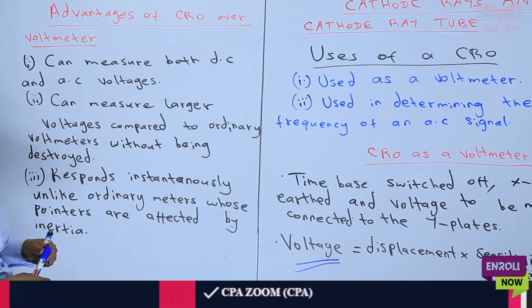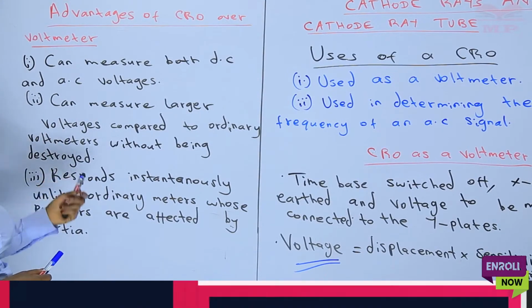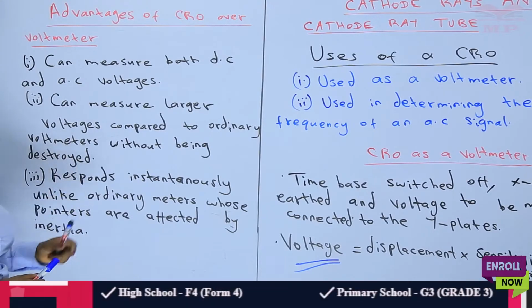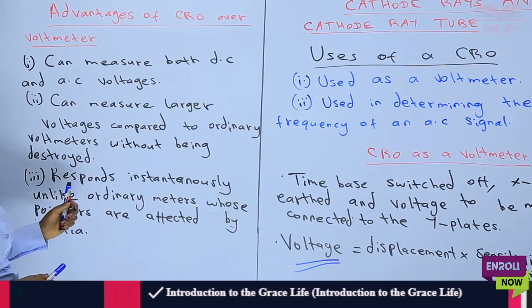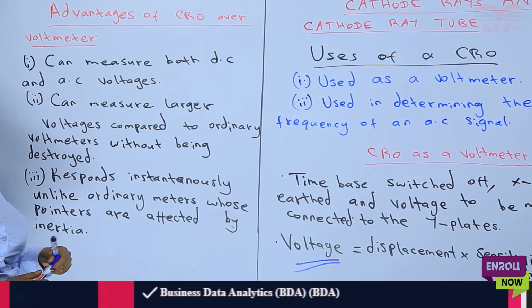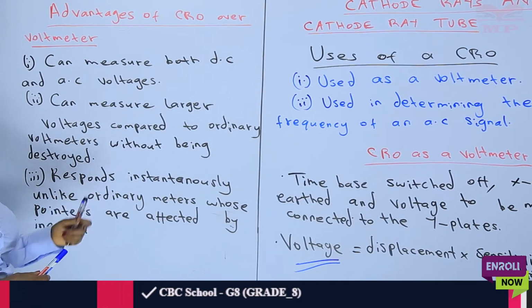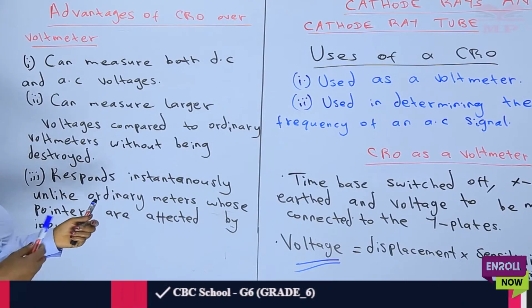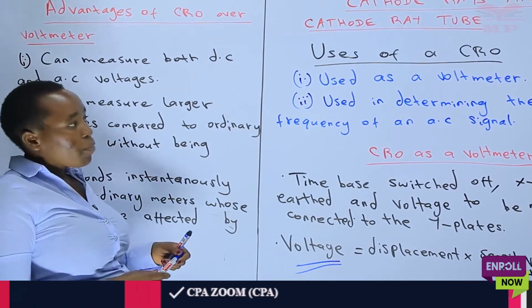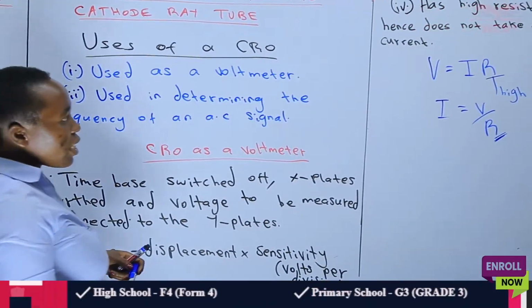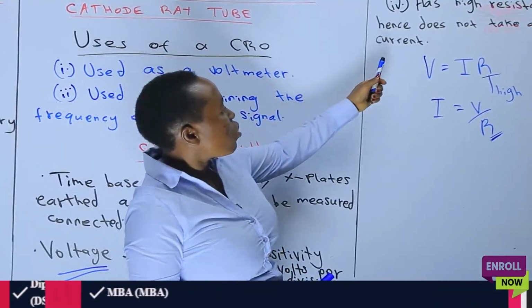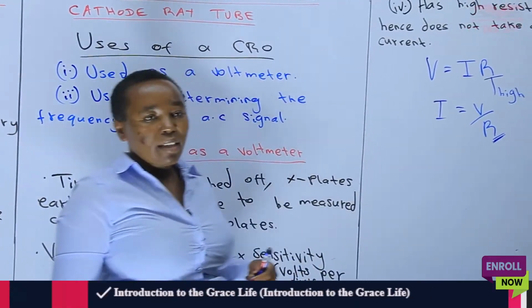Then it can measure larger voltages compared to the ordinary voltmeters without being destroyed. We have also seen that it is not affected by inertia, so it can respond instantaneously, unlike the other meters. Then we've also seen that it has infinite resistance, and hence it does not take any current away.